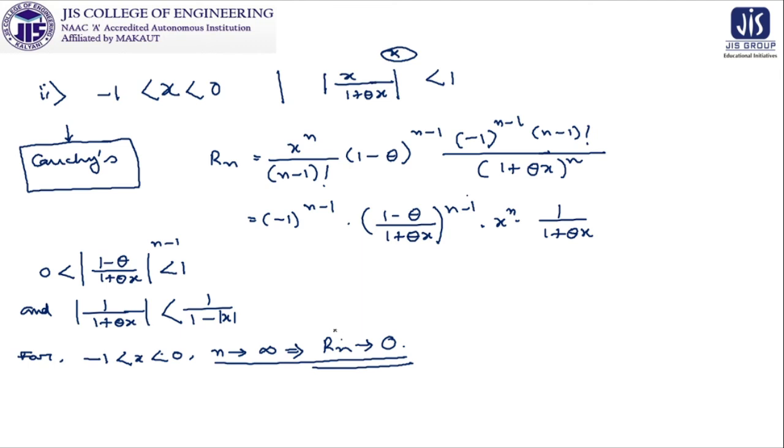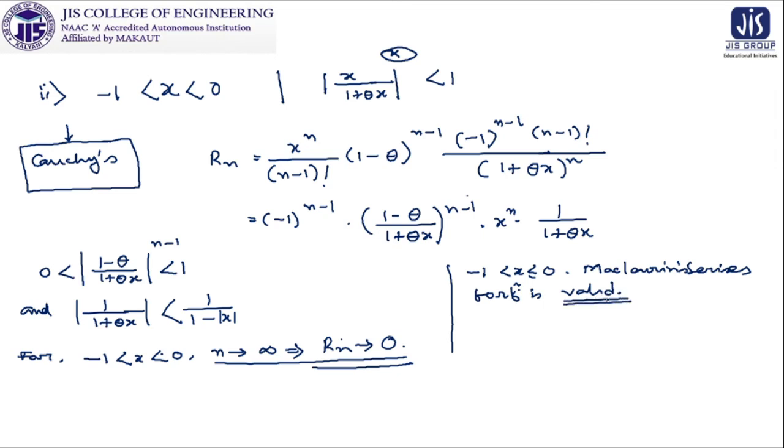So for any value of x, what we get, minus 1 less than x less than or equal to 0, Maclaurin's series for this function is valid. This is our basic requirement for writing it in the expression.